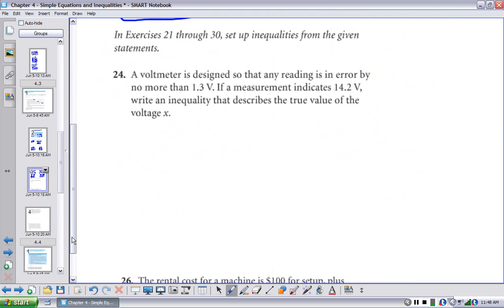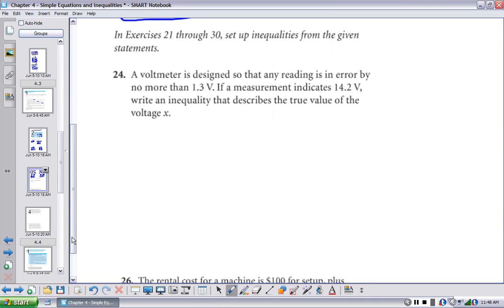Alright, so now we're going to look at a couple of problems involving some words. I know that we really don't care for word problems, but we are going to look at a couple of word problems. Let's read what this says.